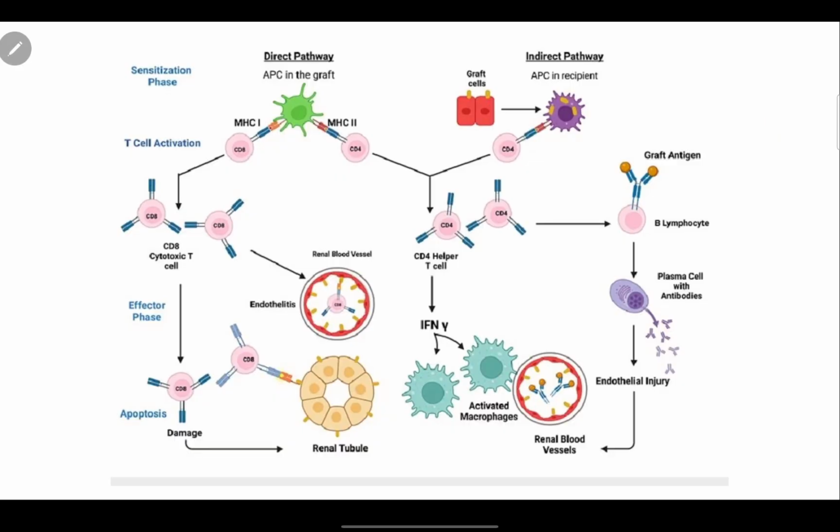This is the diagram depicting mainly the direct pathway and also the indirect pathway, where the antigen presenting cell in the graft is mediated by MHC1 and MHC2. Further, it processes and also gets damaged or undergoes apoptosis.